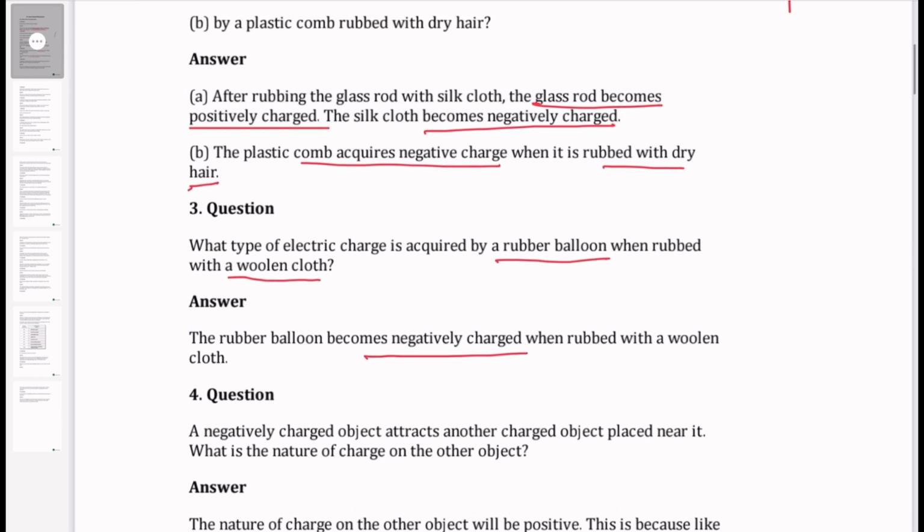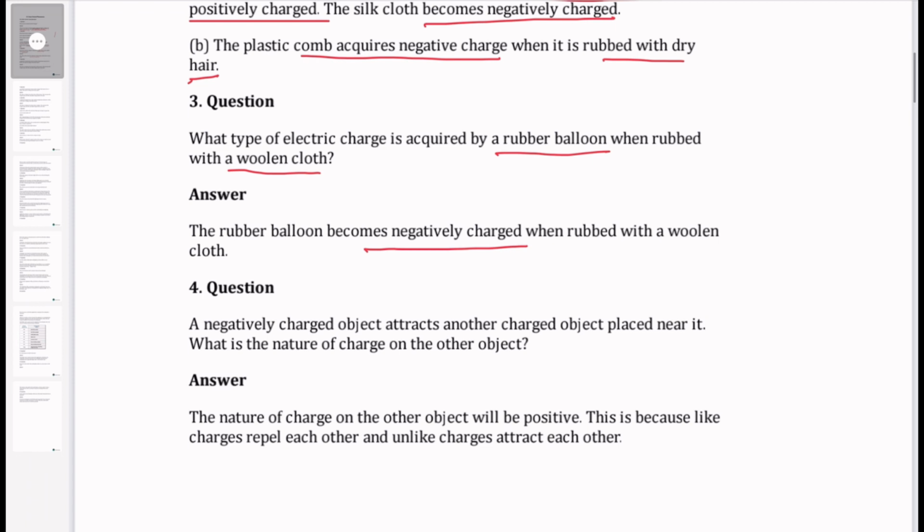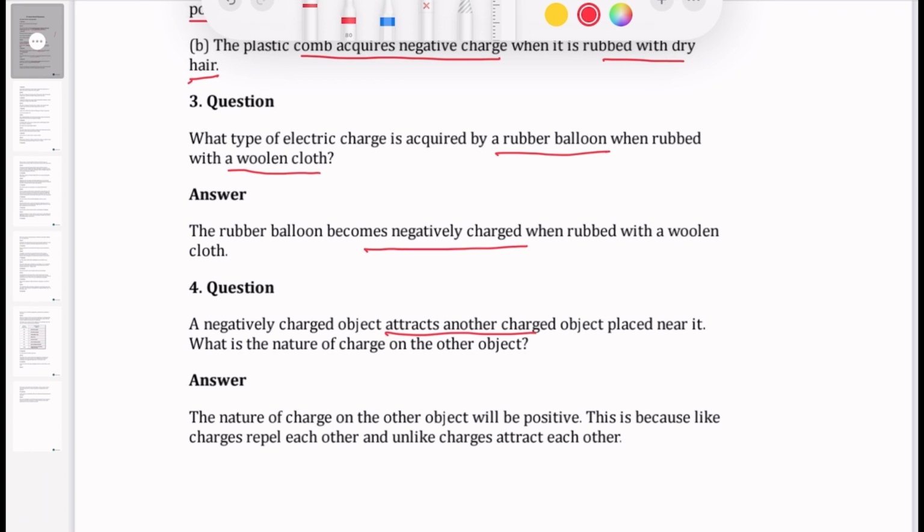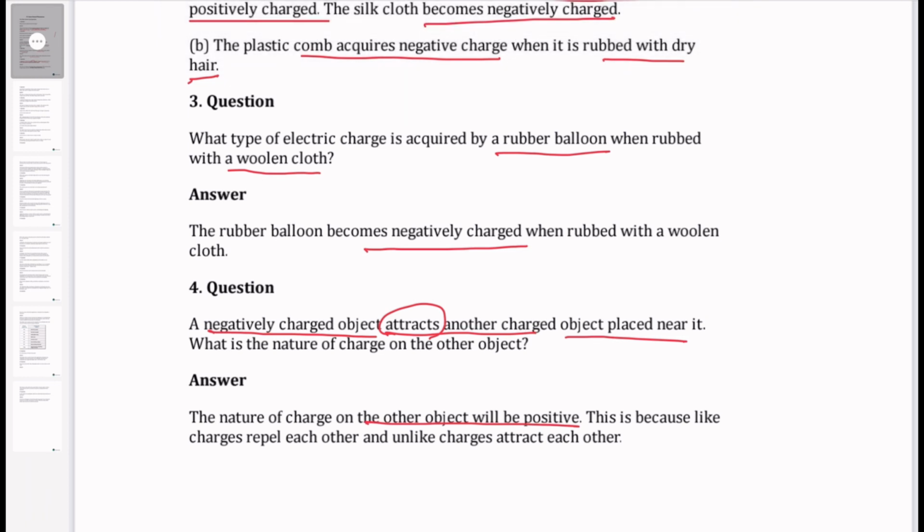When we rub it with a woolen cloth, then a negatively charged object attracts another charged object placed near it. What is the nature of the charge on the other object? If one object is going to attract the other object, we know this follows the concept that like charges repel each other and unlike charges attract each other. So if one is a negatively charged object which attracts the other object, we know that should be a positive charge. So the other object will be positive, and the phenomenon used is that like charges repel each other and unlike charges attract each other.